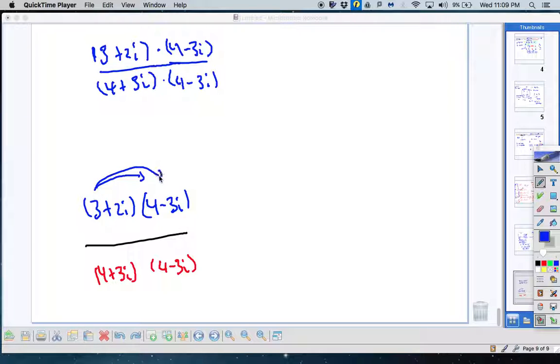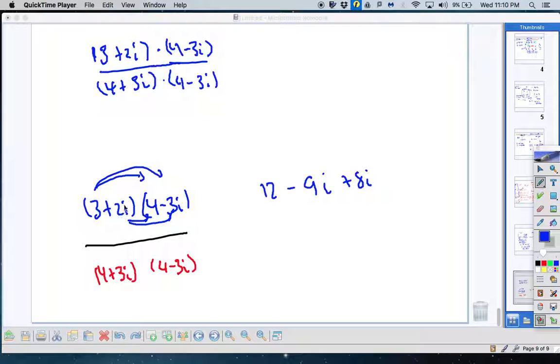Just like we've been doing forever, we're going to do the distribute property. So I got 3 times 4 is simply 12. 3 times negative 3i, well, we got a minus symbol. 3 times 3 is 9, and then I got an i. So 3 times negative 3i is going to be negative 9i. And then I got to go back and do the same thing with the other two. So I got positive 2i times 4. 2 times 4 is going to be 8 with the i, because I have one i.